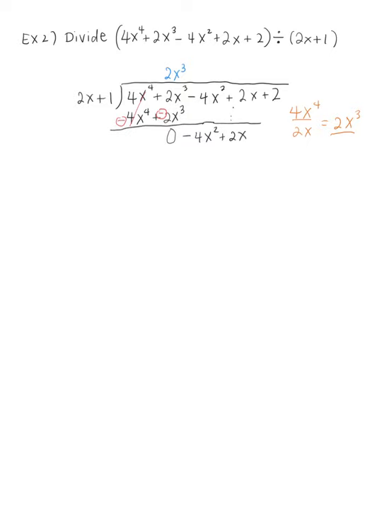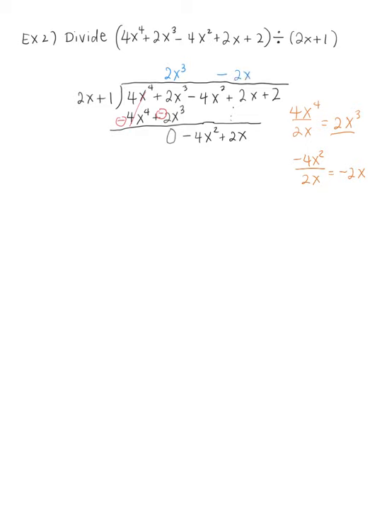All right, so now we play the same game. You're going to have to ask yourself, what times 2x is going to give us negative 4x squared? If you cannot figure it out, just go like this: what is negative 4x squared divided by 2x? So that's the same thing as negative 2x, isn't it? So what we need to do now is rewrite this as minus 2x.